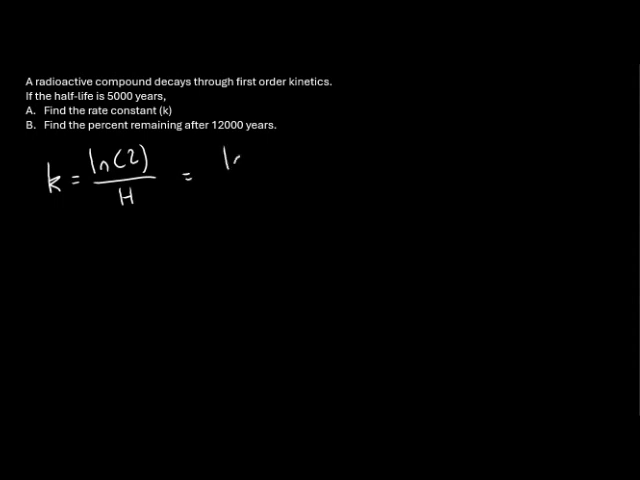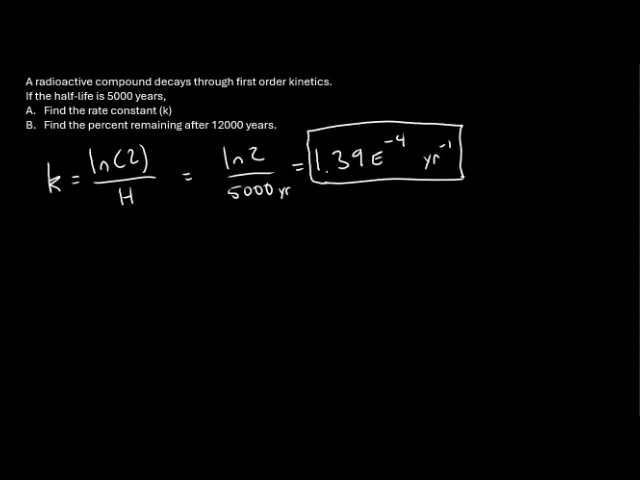So here we'll take Ln of 2 on top and 5,000 on the bottom. If we divide, we will get 1.39 times 10 to the negative fourth. Since the units on the bottom of this fraction are years, we will write inverse years as our answer for K. Next, we are asked to find the percent remaining after 12,000 years.